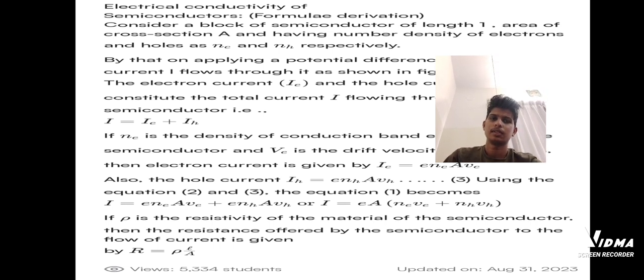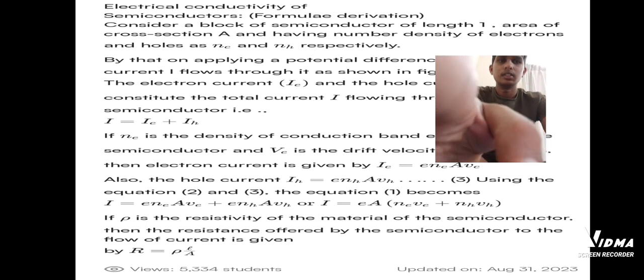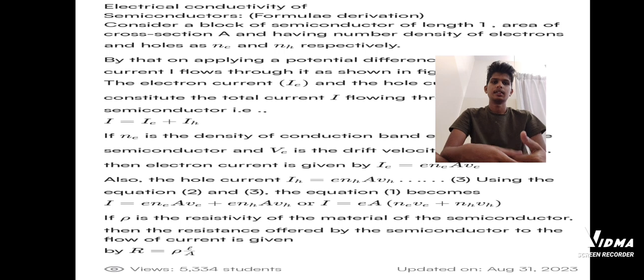N is the density of the conduction band electrons of the semiconductor, and V is the drift velocity. Then the electron current is given by IE equal to Ne A VE. Also the hole current IH equal to Nh A VH. So equation 1 becomes I equal to e Ne A VE plus e Nh A VH. Here rho is the resistivity of the material of the semiconductor.